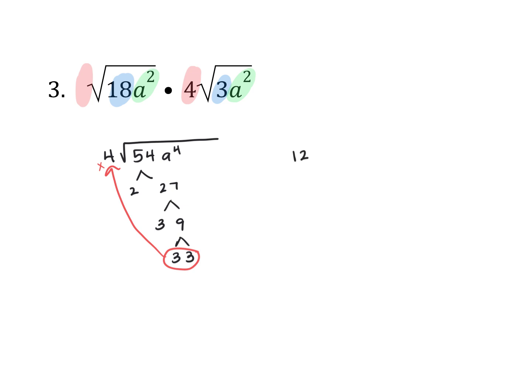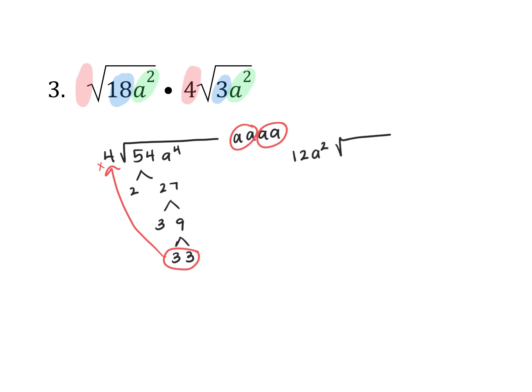But then I have to remember that I have variables over here. So I have 4 A's. And if I find those pairs, I'm going to circle those right away. So that gives me 2 pairs of A's. So I'm going to say a to the 2nd.